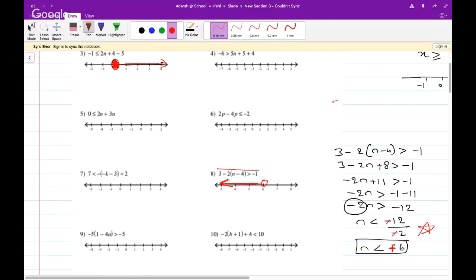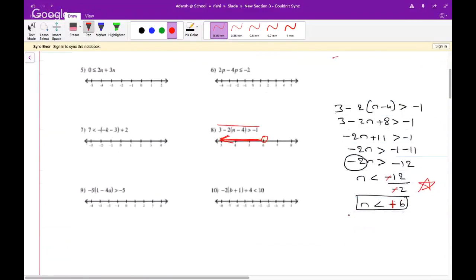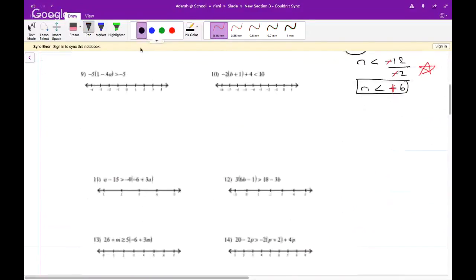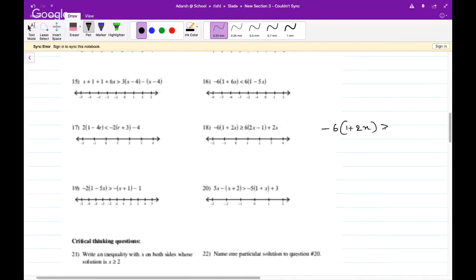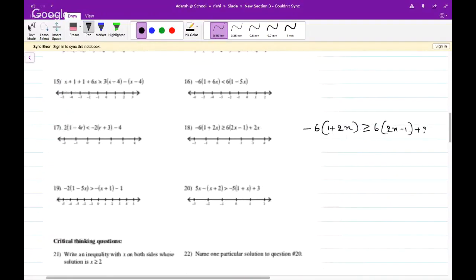This is less than this. Hope this is clear. I'll move on to the next question. I'll take this 18th question. Simplify this: -6 into 1 plus 2x greater than 6 into bracket 2x minus 1 plus 2x.